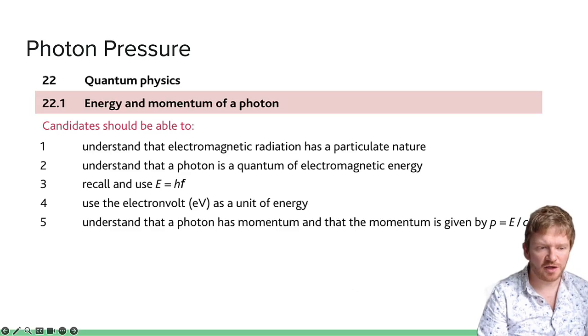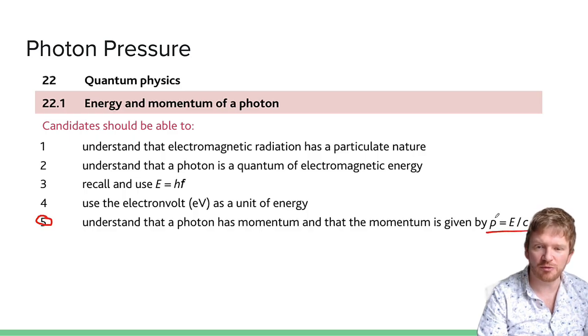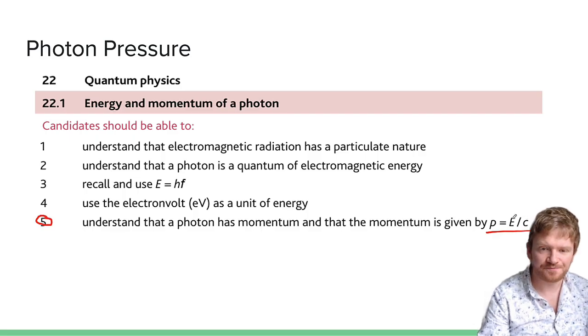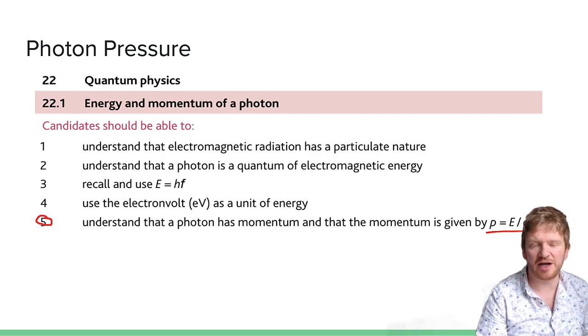Okay, so last lesson we went through the majority of 22.1, but the one thing that we didn't go through was point 5, which is to understand that a photon has momentum, and that momentum is given by p, remember we use p for momentum, is E over c. Now this is relatively new for CIE.